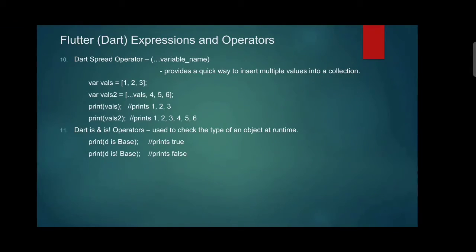Then if we print this vals2, it displays 1, 2, 3, 4, 5, 6, because the values of vals, 1, 2, 3, are inserted into vals2. So it executed 1, 2, 3, 4, 5, 6.